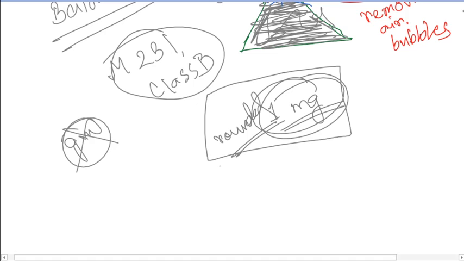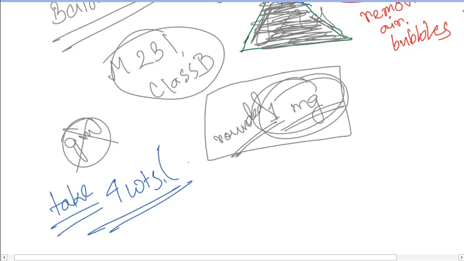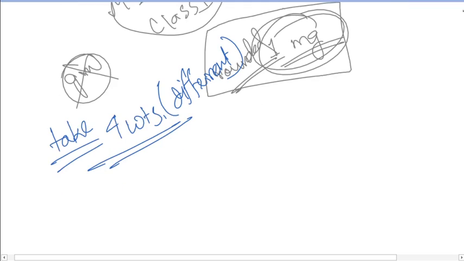So first of all, remember that we will have to take 4 weights in this experiment. We need 4 different weights, so A, B, C, D will designate these 4 weights. The first procedure is that we need to thoroughly clean and dry the picnometer.